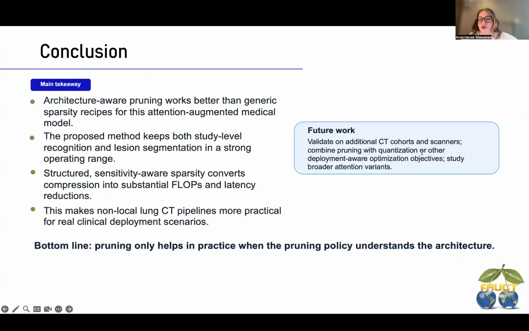In conclusion, we showed that pruning can make attention-based lung CT models much more suitable for real deployment, but only if the pruning strategy matches the architecture. Our sensitivity-aware method gives a better balance between predictive quality and computational efficiency than standard baselines. This makes the method promising for practical medical AI systems. In future work, we plan to test it on more CT datasets and combine it with other model compression and deployment techniques. Thank you for your attention.